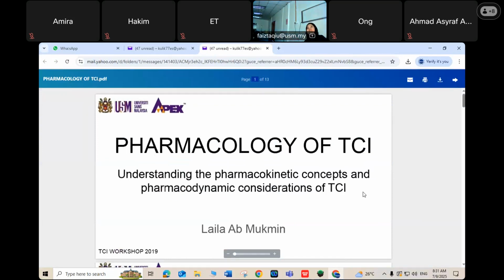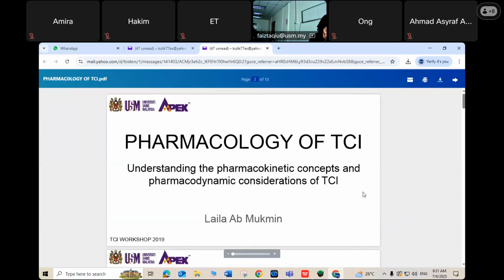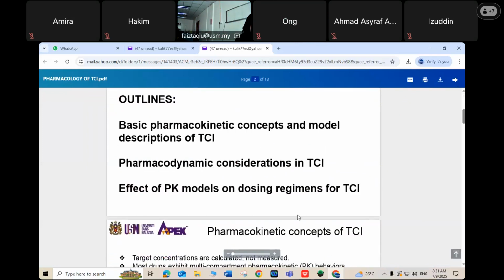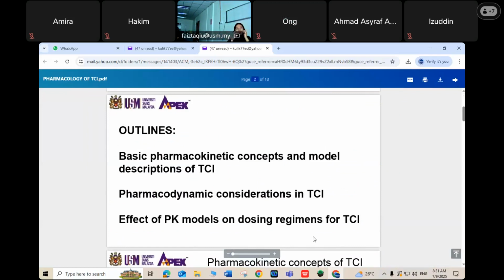Okay, so pharmacology of TCI. The concept with this. Okay, so next one. Oh, no, it's a PDF. It needs to be scrolled. Never mind. Okay, so this is what will be the main principle. First, we are talking about the basic PK models, PK concept and model description of TCI. Never mind, I will share it with you all later, don't worry.